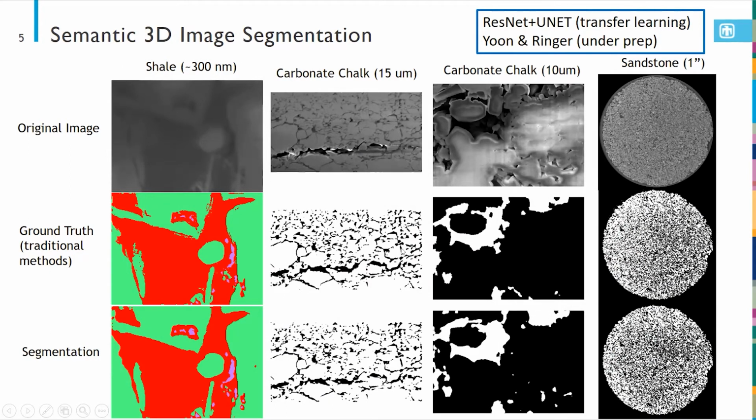The middle row represents what is described here as ground truth, based on a traditional segmentation method. However, it's not really ground truth, but for the purpose of the machine learning training data set, we take this as ground truth. The bottom row shows the semantic segmentation result using so-called transfer learning. In particular, we use ResNet with UNet architectures.